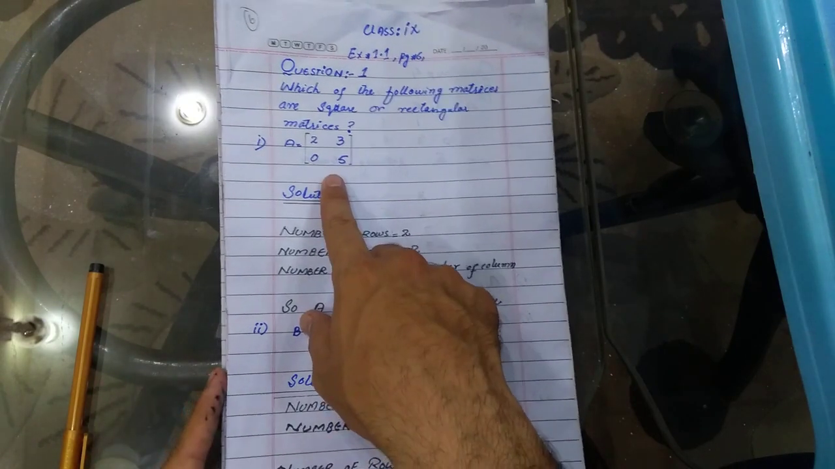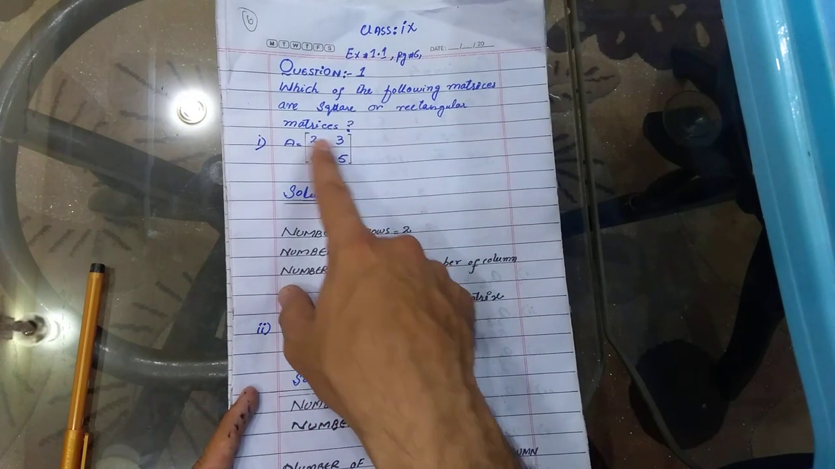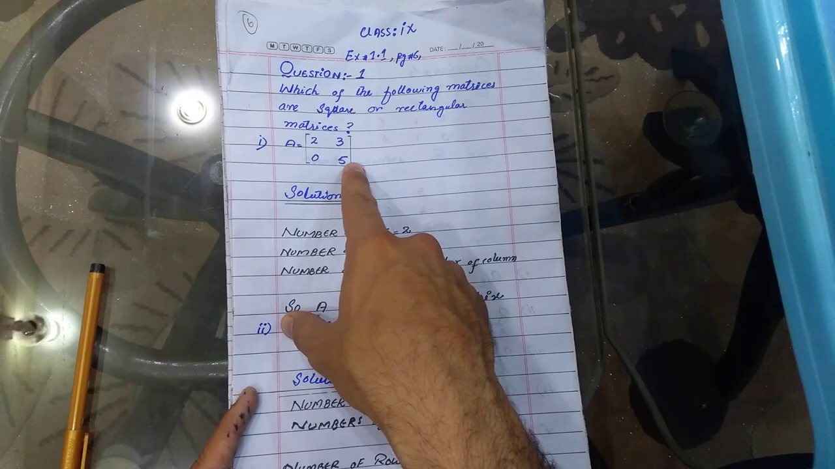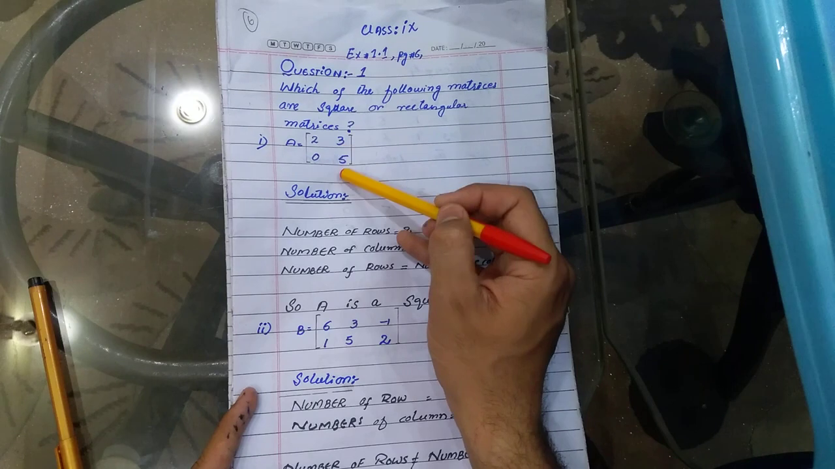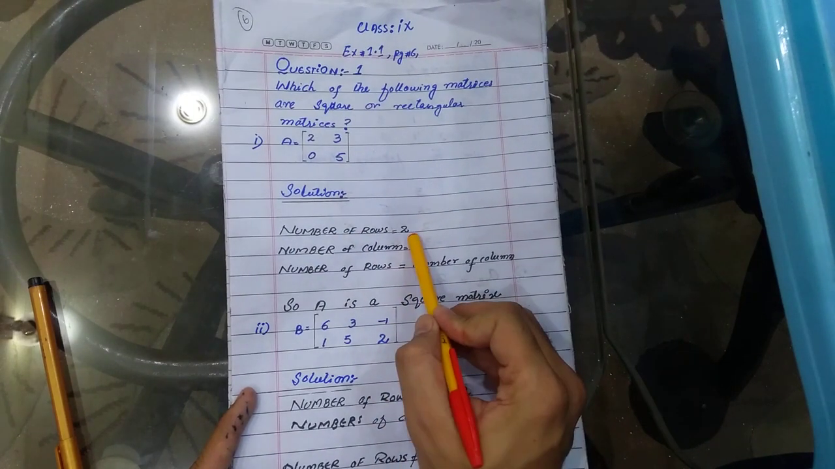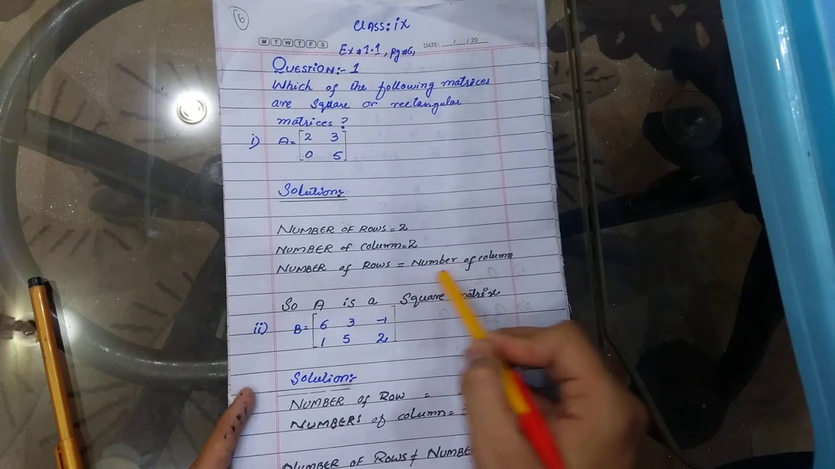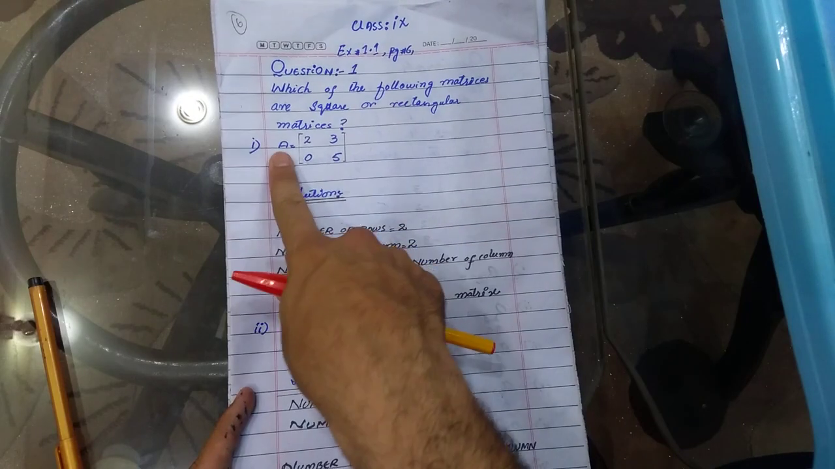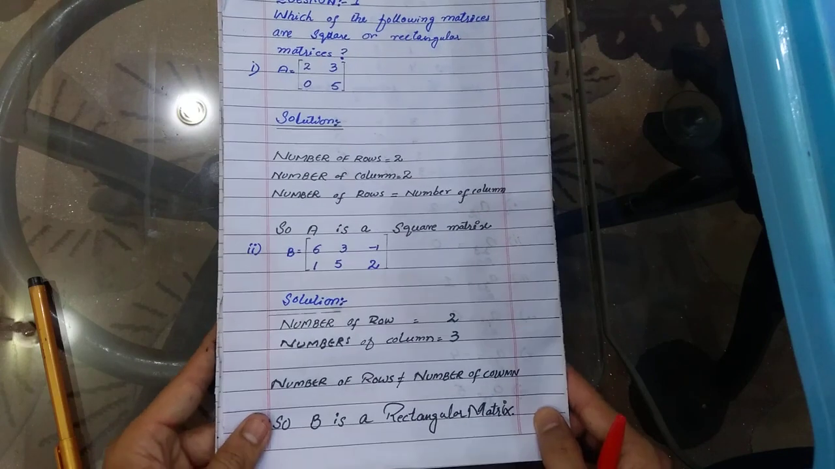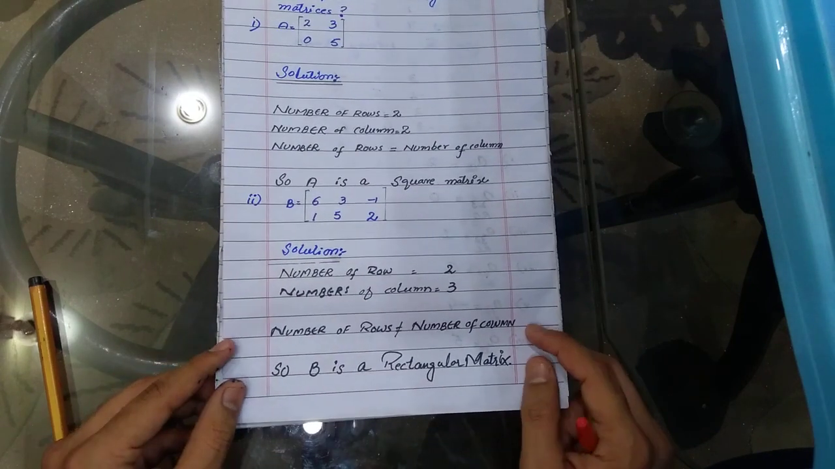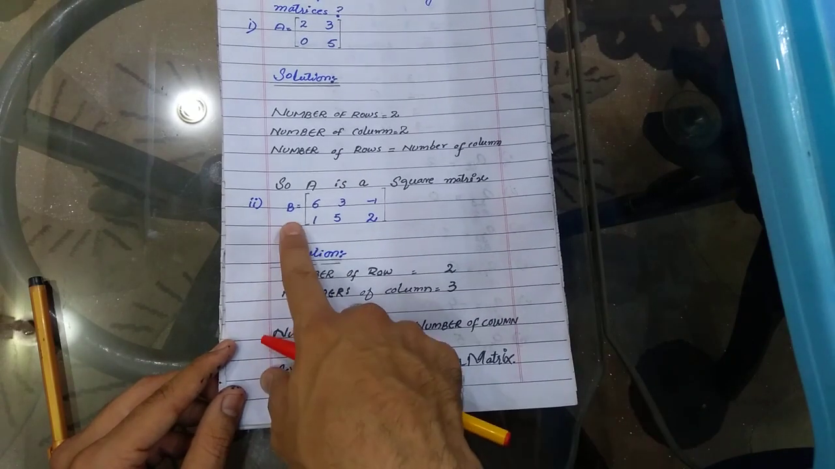So in question number 1 we have a matrix which has 2 rows, 2 horizontal rows, and 2 columns. So its number of rows is 2 and number of columns is also 2. So number of rows is equal to number of columns. So this matrix A is a square matrix.